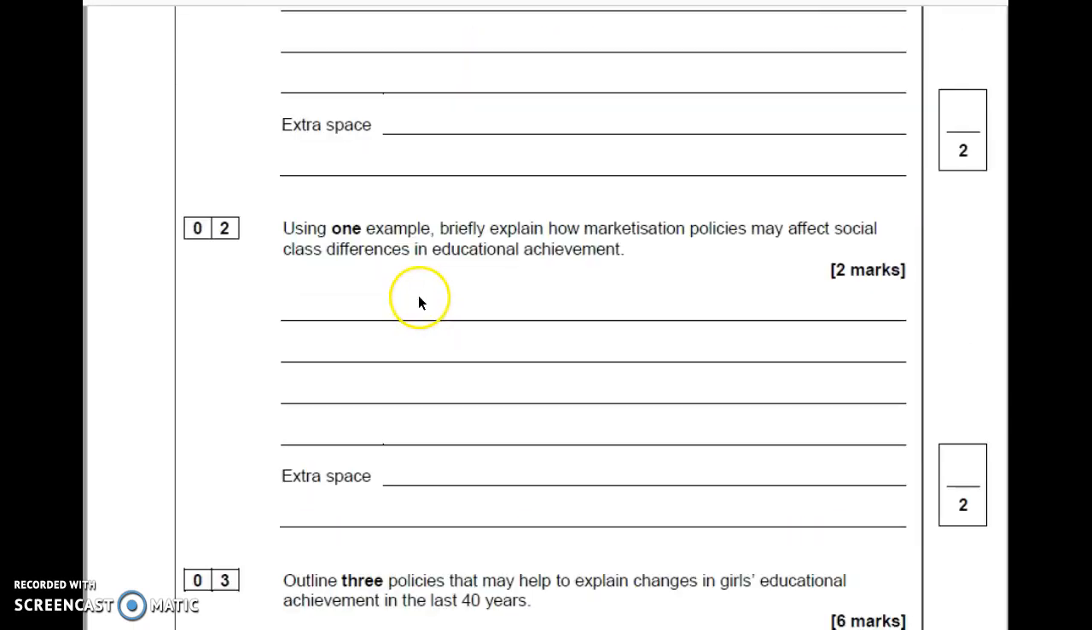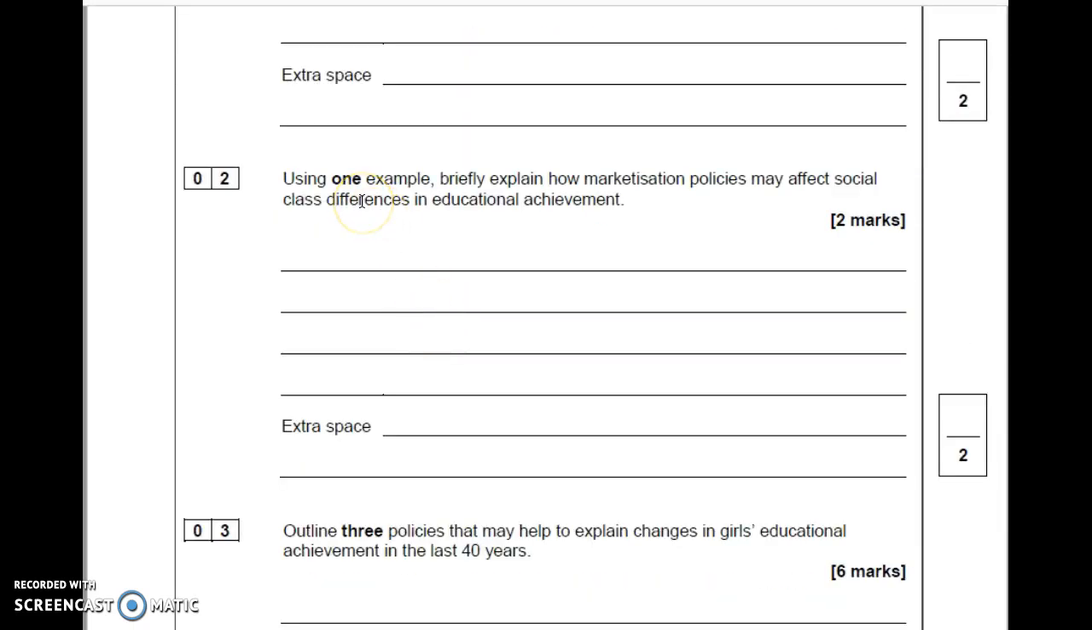Okay. Now the second one, again, same on the other paper. It asks you to give 1 example, explain, and basically it's one of these application type questions. So I would start off by stating what the example is. So in this case, an example of a marketisation policy. And then you have to say, how does that affect a social class difference?